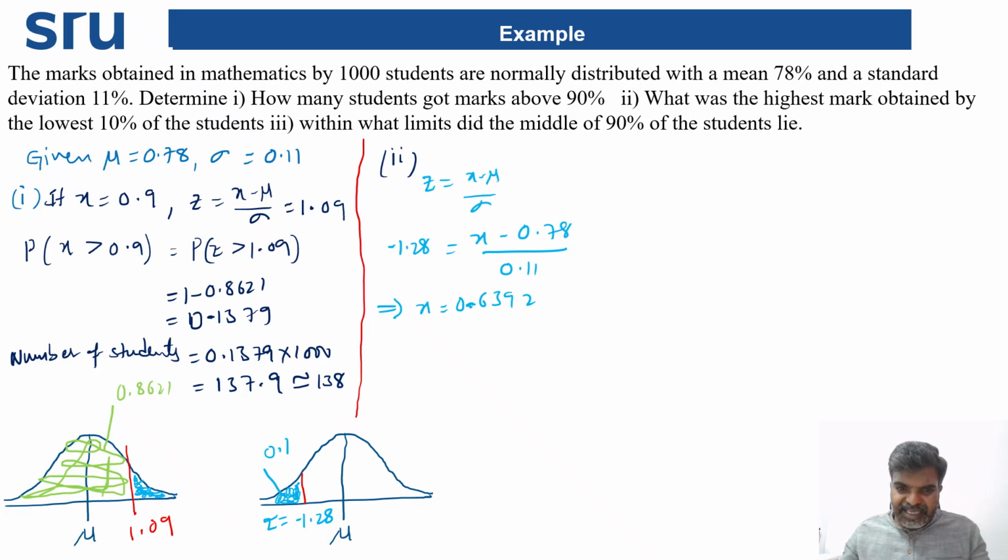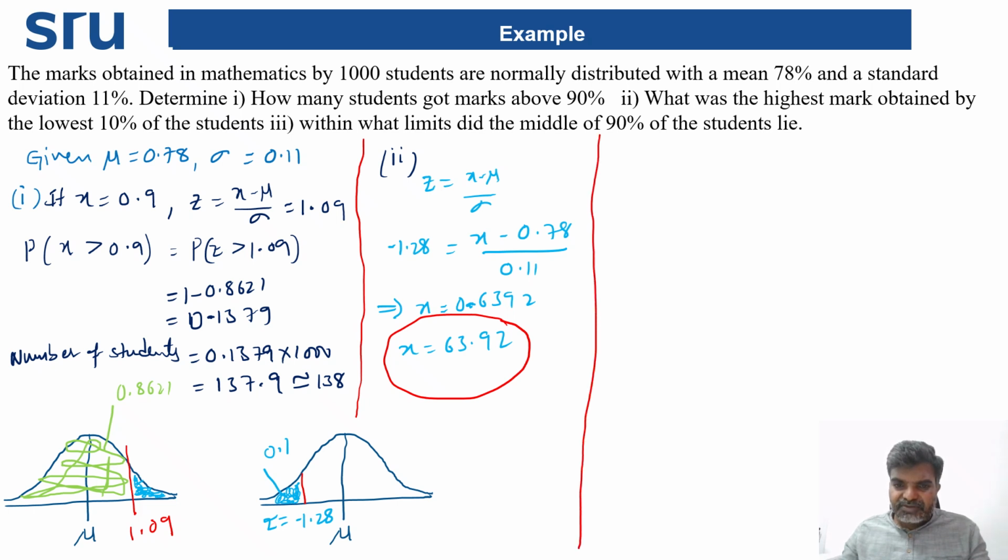So what is the exact value? X equal to 63.92. Okay, now look at that. What was the highest marks obtained by the lowest student? That is 63.92. This is the highest mark obtained by the lowest 10% students. Okay, in 0 to 63 you can find 10% of the students, and 63 is the highest mark in this range.